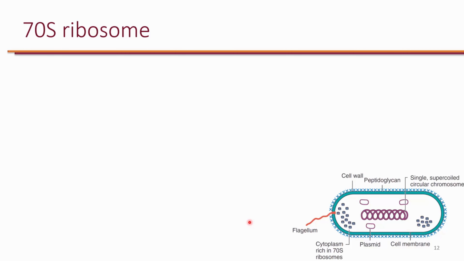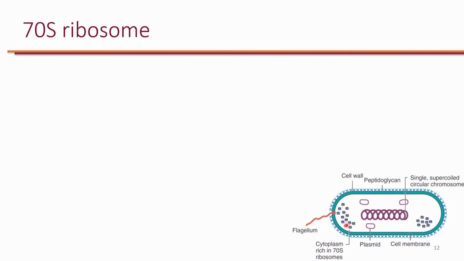In this picture, we're looking at a typical bacterial cell. You can see that inside the cell there is a circular chromosome along with multiple plasmids. There are also multiple ribosomes. In prokaryotes, we have 70S ribosomes. So all of these 70S ribosomes are floating inside the cytoplasm.